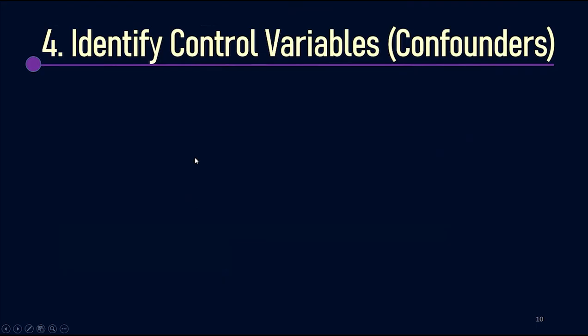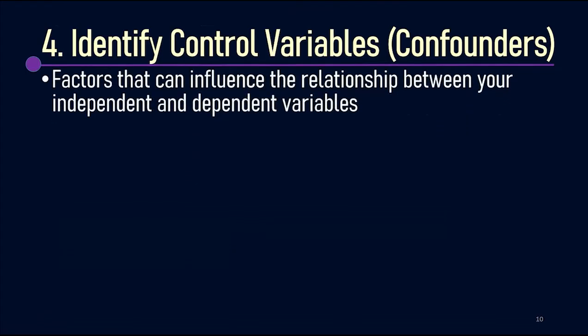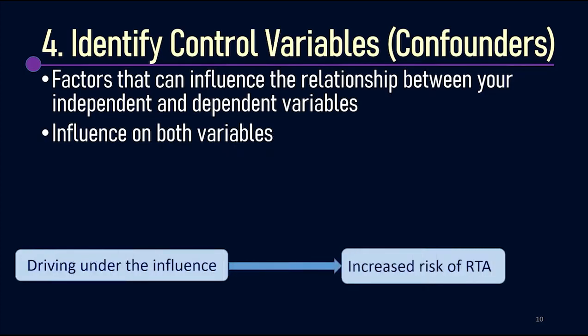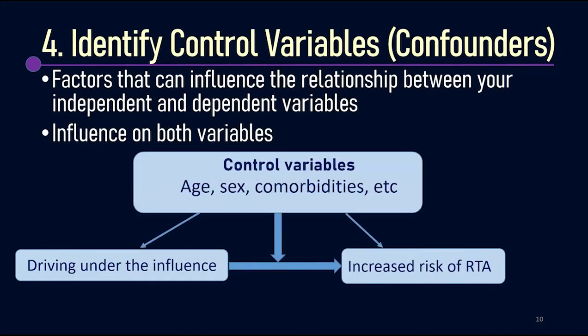The fourth step is to identify control variables, also known as confounders. The confounders are nothing but the factors that can influence the relationship between your independent and dependent variables. Please note that for a factor to be a confounder, it has to influence both variables. I will give this example again. Driving under the influence leads to an increased risk of RTA. Then there could be many confounders. Age can have influence on both driving under the influence and the increased risk. Comorbidities can lead to an increased chance of having an accident. For example, weakness of the limbs, tremor, those kinds of things can also have influence.